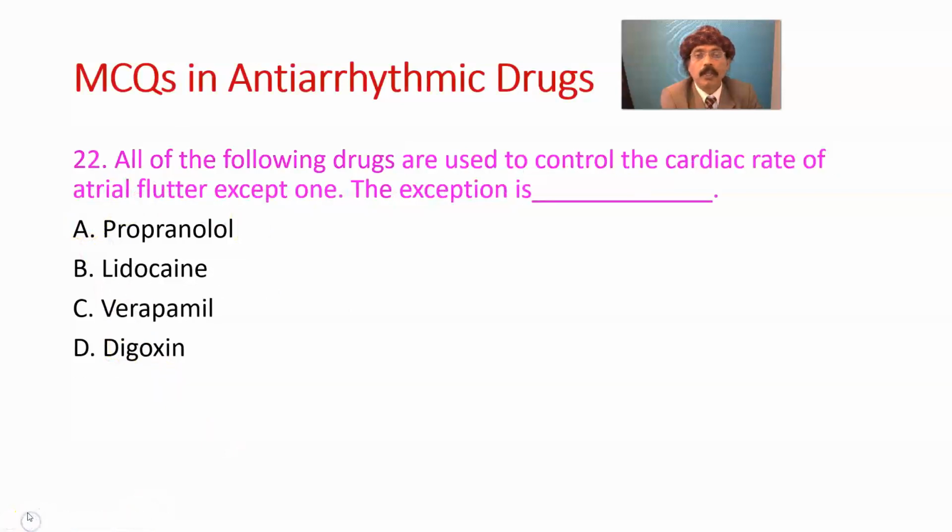Okay, we got 21. Number 22. All of the following drugs are used to control the cardiac rate of atrial flutter except one. The exception is what? Propranolol, verapamil, digoxin. In atrial flutter we get a sawtooth appearance of the P waves in the EKG, and we have a separate focus in the atria other than the SA node. We can use any drug, propranolol, verapamil, digoxin, but lidocaine we should not use. The answer is lidocaine. Lidocaine doesn't work on the atria or supraventricular area. So that is the exception, and that is the answer.